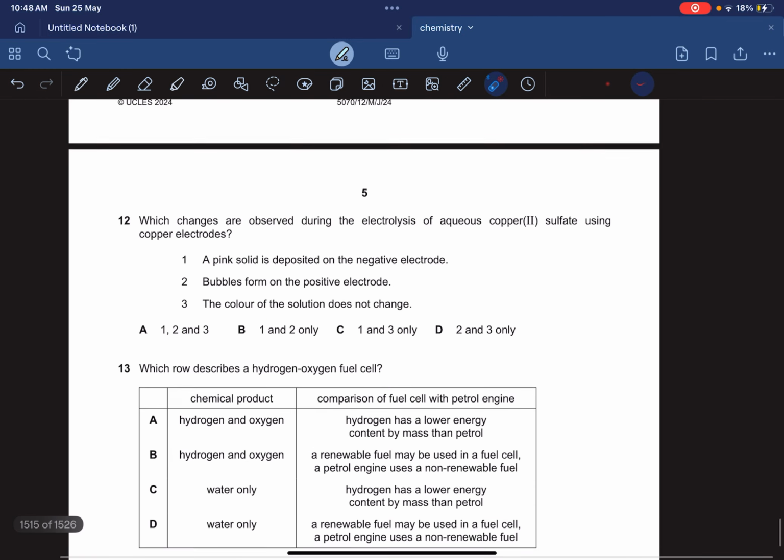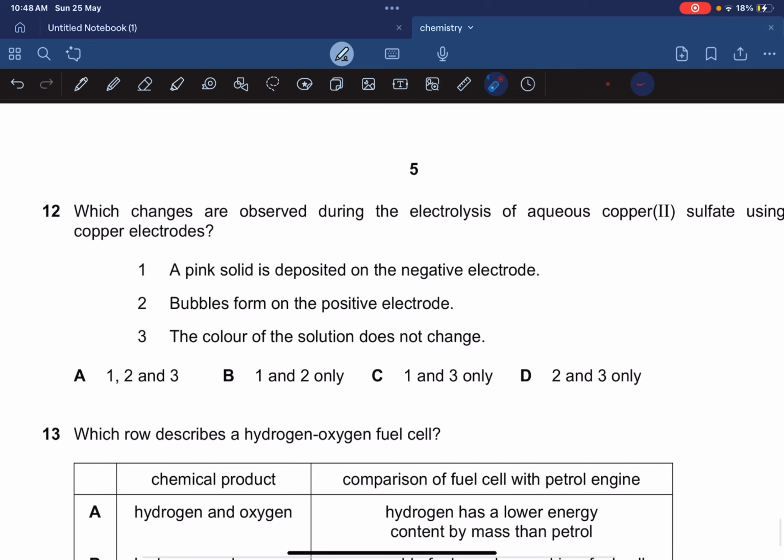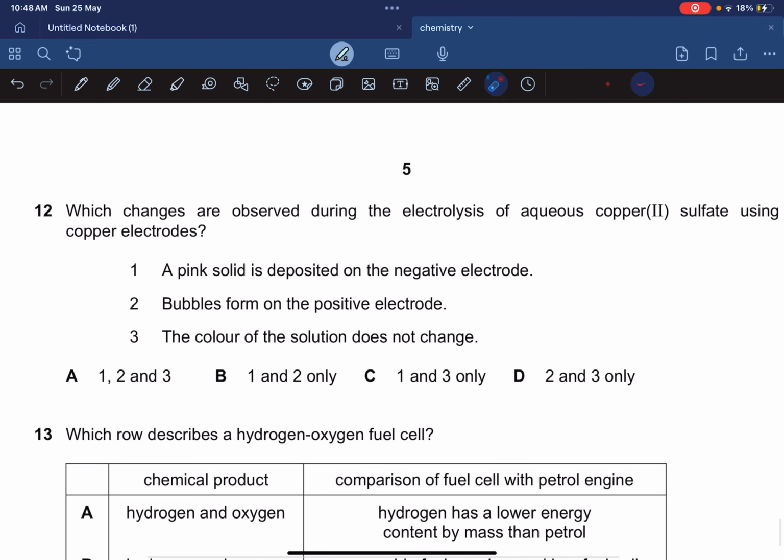Moving on to the next MCQ, which asks which changes are observed during the electrolysis of aqueous copper(II) sulfate using copper electrodes. Now the examiner only uses one word that is enough to confuse the children: using copper electrodes. He does not tell you that the entire scenario of the electrolysis is going to change by that single word. You know copper electrodes are reactive electrodes.